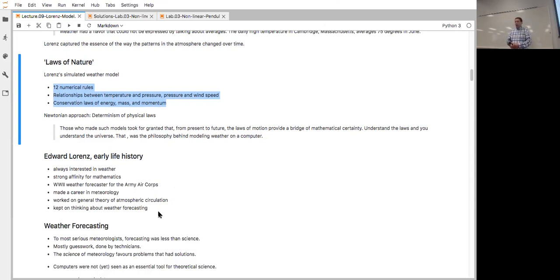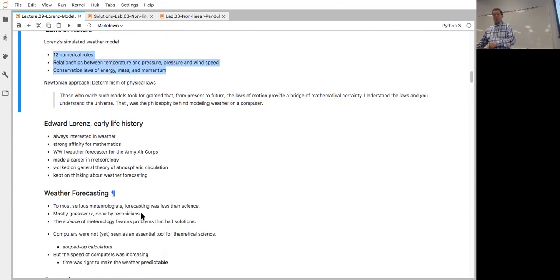Science in meteorology, capital S science, favored problems that had exact solutions. Things that I could write the equation down, and then with pen and paper, well, marker, chalk and blackboard, I could write down the solution. That's what scientists would do in meteorology. Computers, and we're at the early 1960s here, were not yet an essential tool for doing science, for doing theoretical science. Today, they definitely are, but was not the case at that point in time.